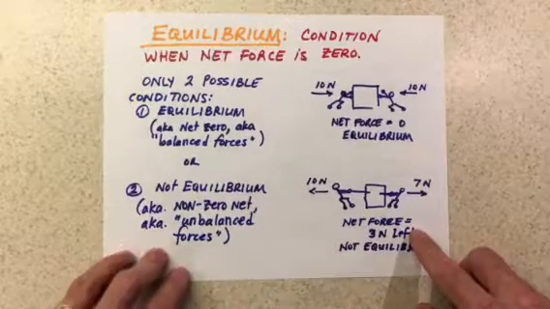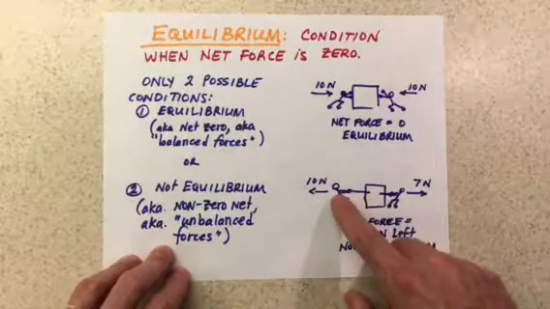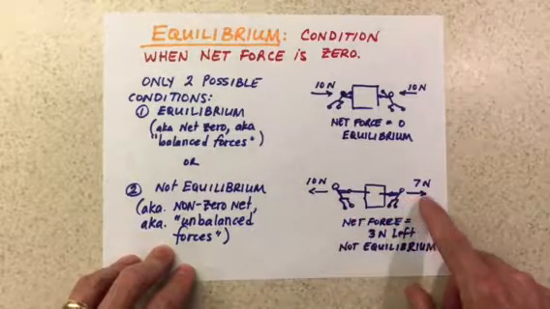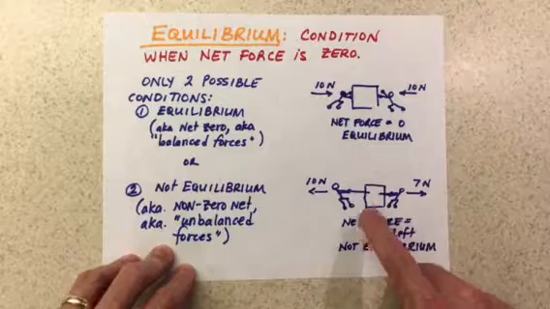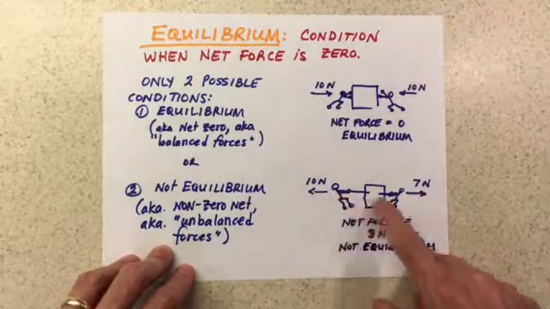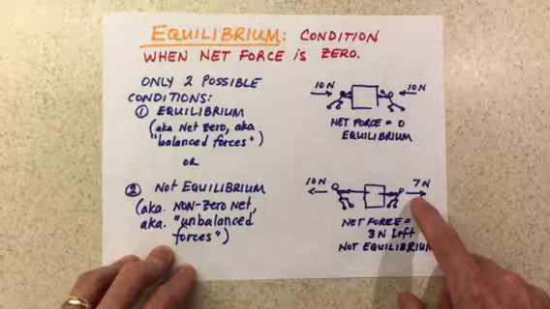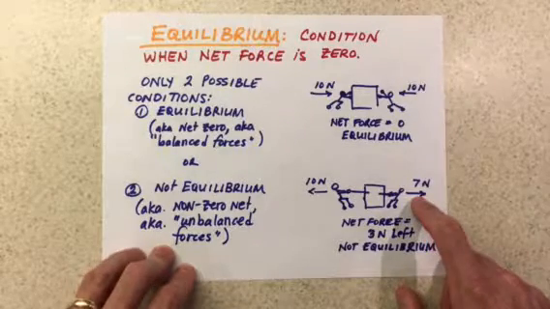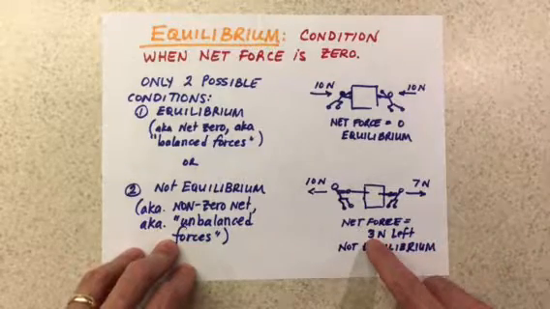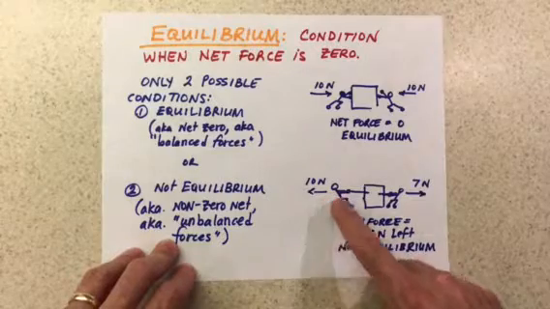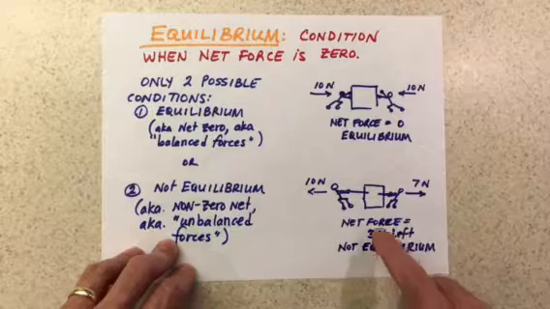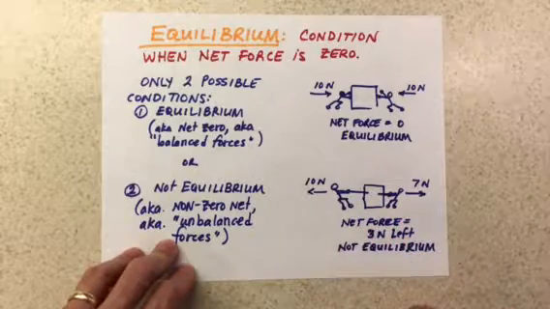In the second example down at the bottom, you have a person pulling with a force of 10 newtons to the left and another person pulling with a force of 7 newtons to the right. These two forces are along the same line, but they are not equal in strength, and they are going in opposite directions, so you count one of them as negative and the other one as positive. When you add them up, you get a net force of 3 newtons to the left in this case, which usually will be negative. So this is not equilibrium because the net force is not zero.